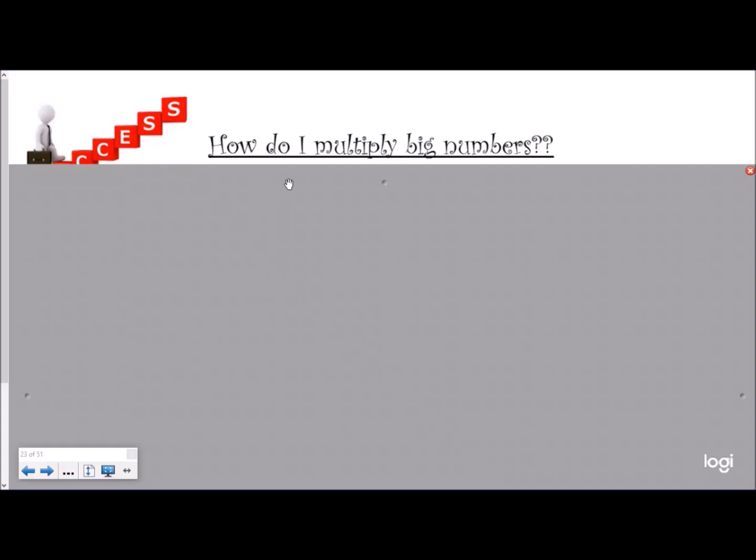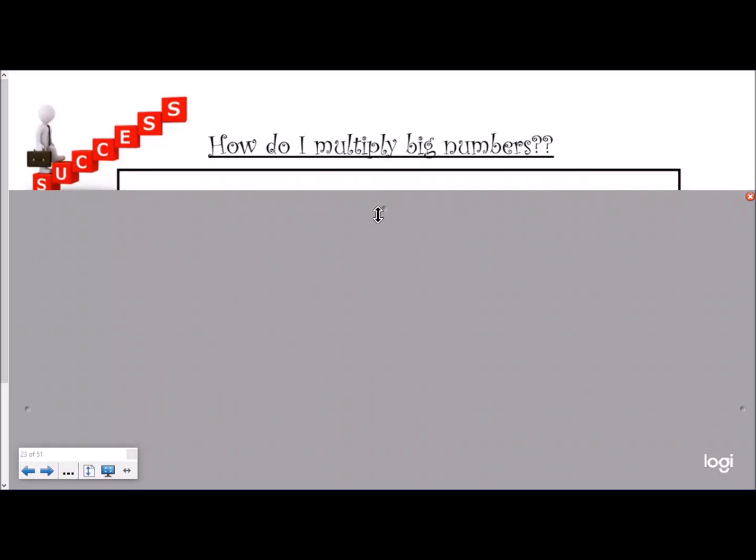So now let's take a look at how to make that a little bit faster, because that is a lot of work, and so that's why we like the standard algorithm. Plus it makes multiplying with decimals really easy when you get to it. So how do you multiply big numbers?